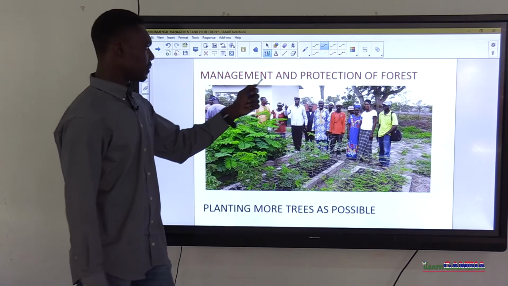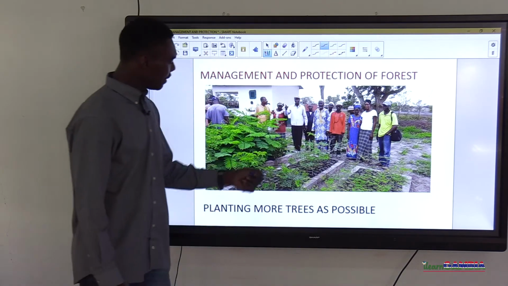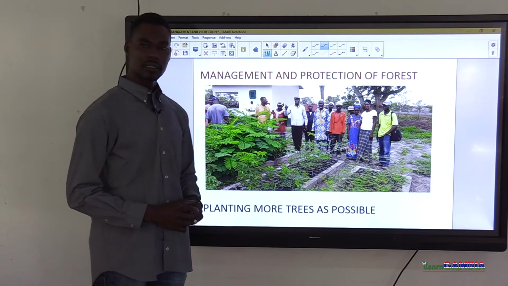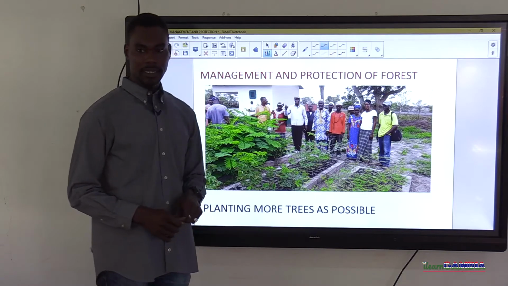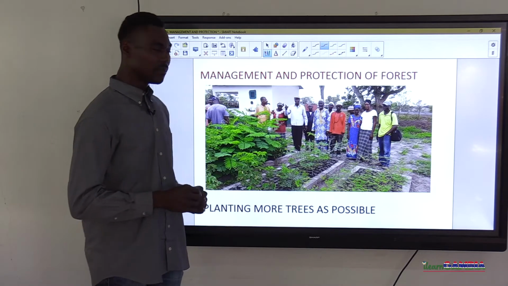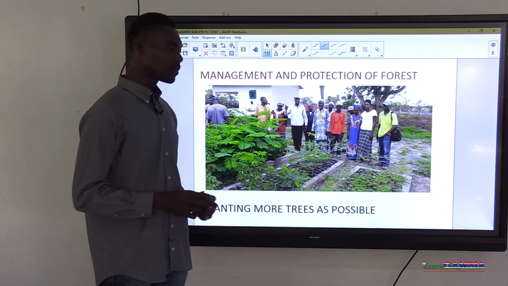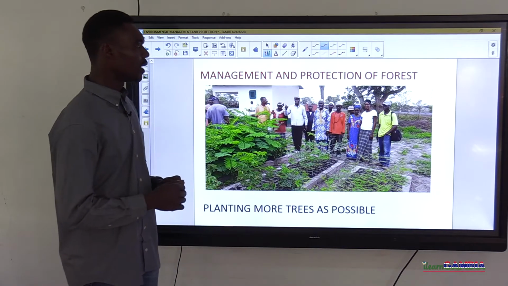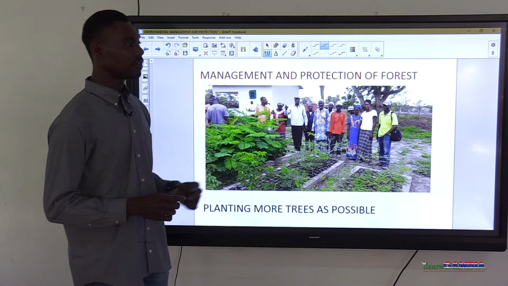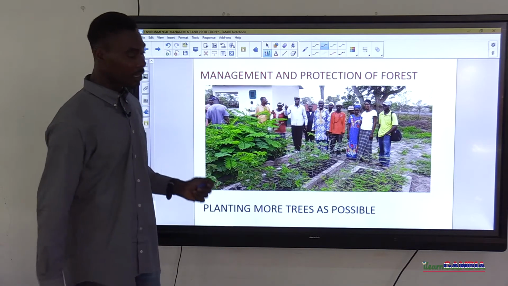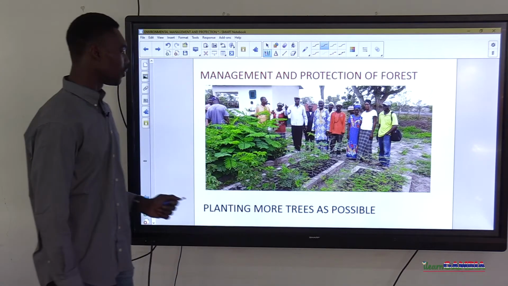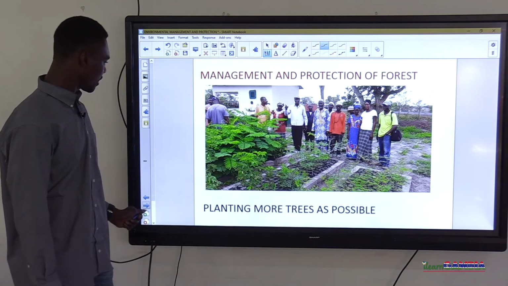Still talking of management and protection of forests, still look at here. The people are planting seed to produce seedlings that can later be planted in the forest in order to protect the forest. So it's a very important way of protecting and managing our environment by protecting the forest. By doing what? Tree planting. So planting as many trees as possible is a very important way of protecting the forest.